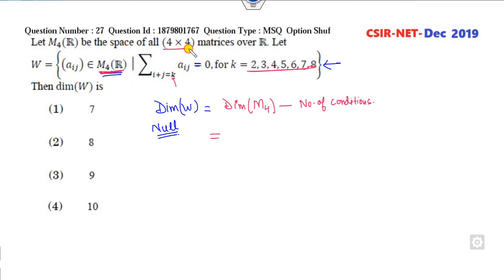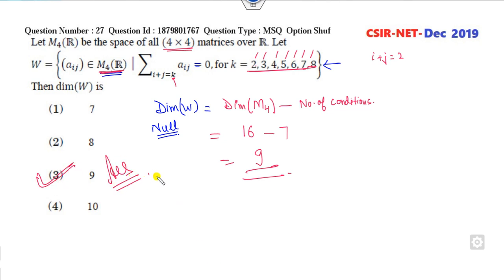It's a matrix. What is the dimension of the M4? 16. How many conditions are there? When you take K is equal to 2, I plus J is equal to 2. So 1, 2, 3, 4, 5, 6, 7. So what is the right answer of this? 16 minus 7 is the right answer. Because if you write this as a matrix, definitely it will be 0. If I write AX is 0, that's a nullity. So you have to write the rank condition of this.